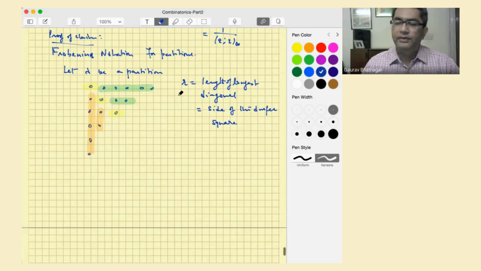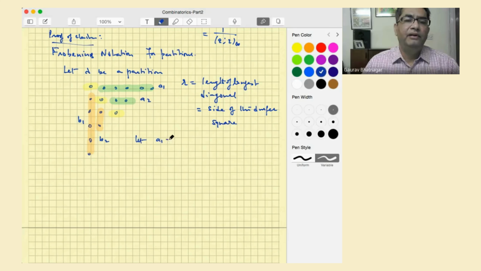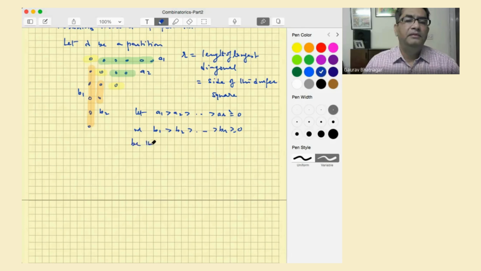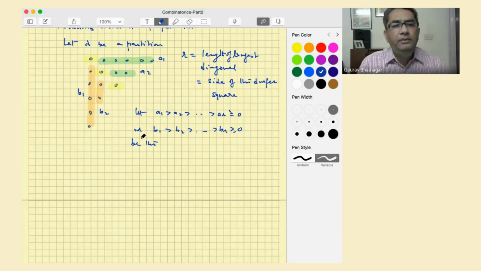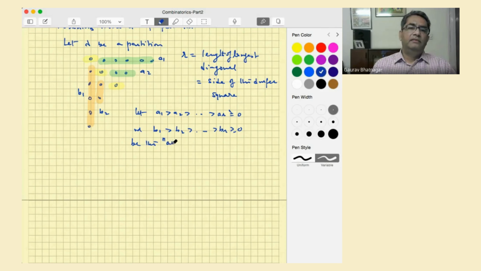Let this be called A1, this be called A2, let this be called B1, this be called B2. So let A1 bigger than A2, so on, bigger than AR, and equal to 0 is allowed. And B1 bigger than B2, up to BR bigger than or equal to 0, be the, what should I call them? Arms and legs for each R.